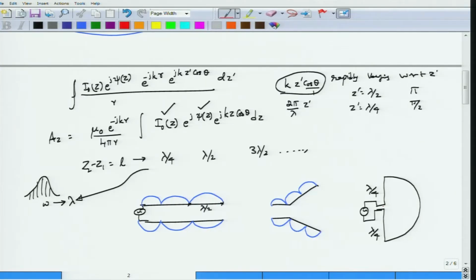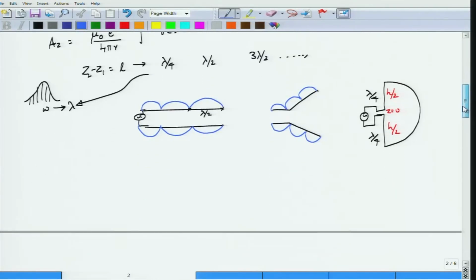Since I have kept z equal to 0 at the center, now I am going to assume h by 2 and h by 2 as the two lengths of the antenna, and the current distribution is now sinusoidal. What is the current distribution? The current distribution I0 of z is given by some I, a uniform current which I am assuming, times cos kz. At z equal to 0, the current is I, and at z equal to plus or minus lambda by 4, the current distribution must go to 0.